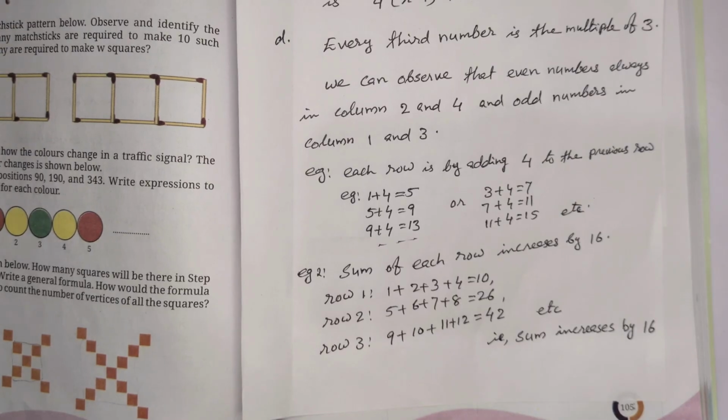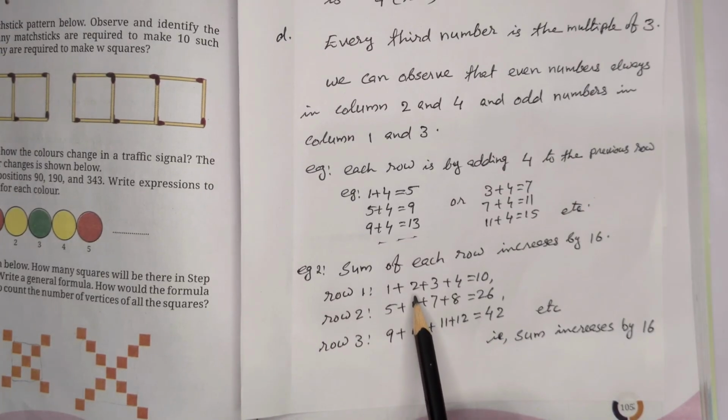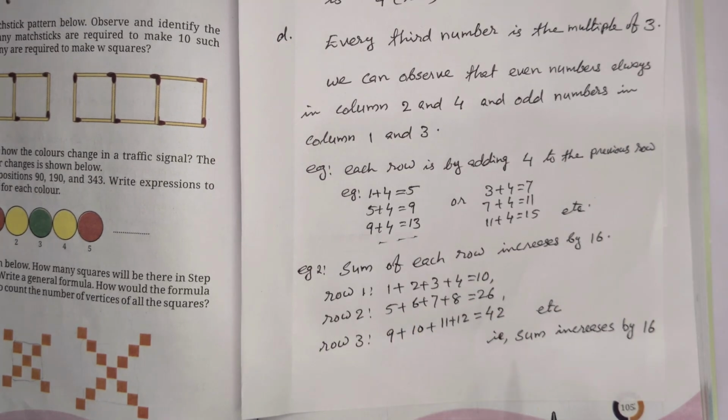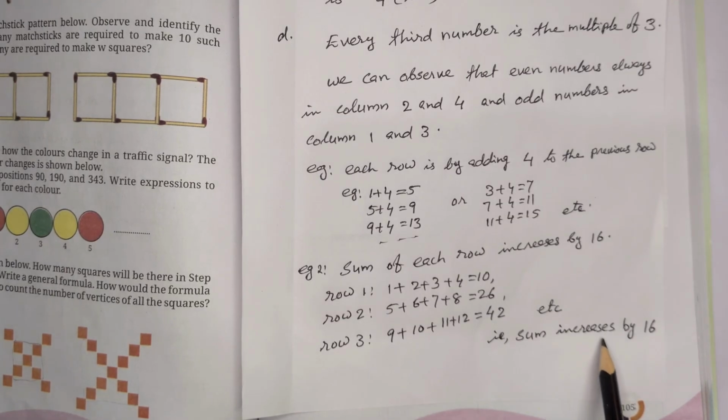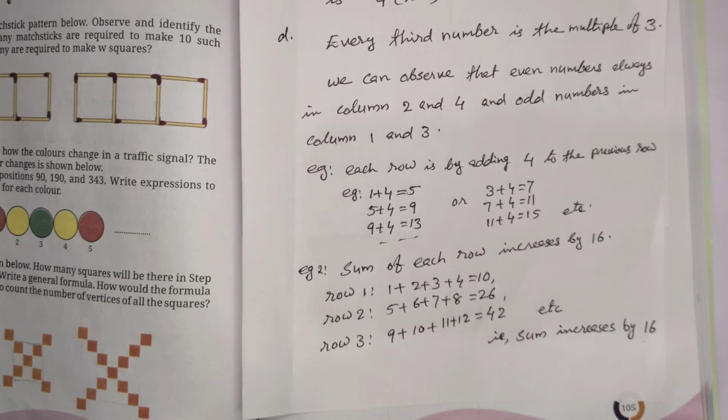increases by 16. If we take row 1, the numbers are 1, 2, 3, 4, and the sum is 1 plus 2 plus 3 plus 4 equal to 10. Second row, 5 plus 6 plus 7 plus 8 is equal to 26. Third row, 9 plus 10 plus 11 plus 12 is equal to 42. Here we can see it is increasing by 16. 10 plus 16 is 26, 26 plus 16 is 42, like that. So we can write the sum increases by 16. In the same way, you can find different patterns.